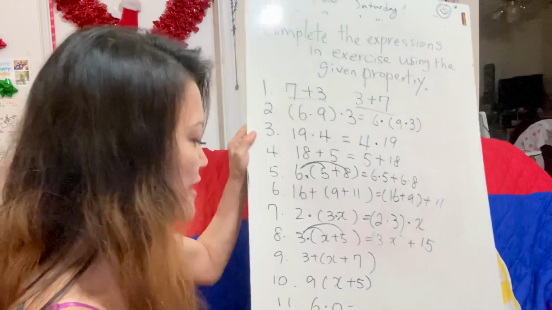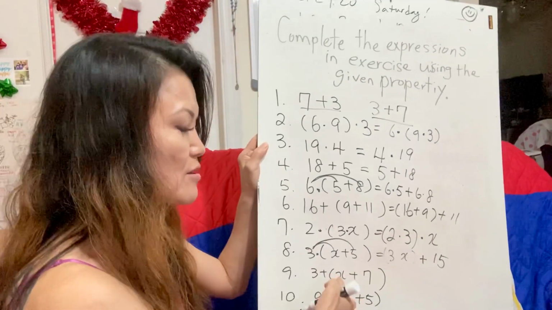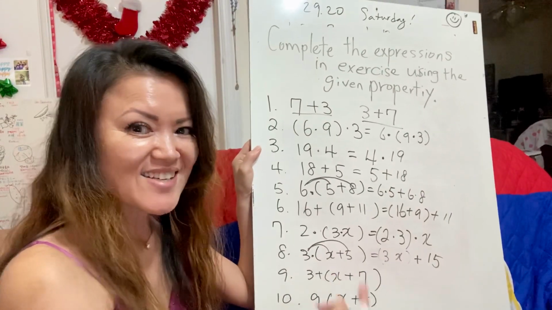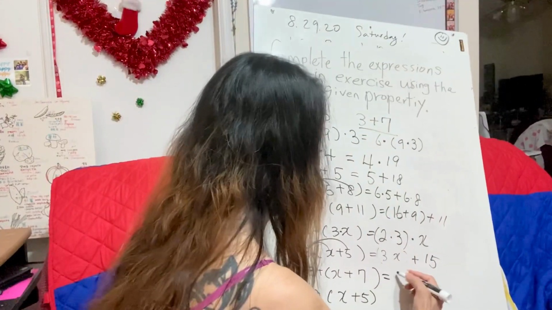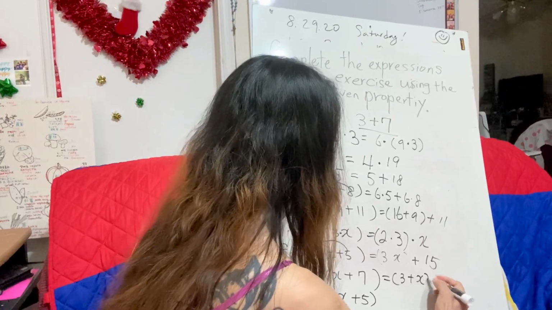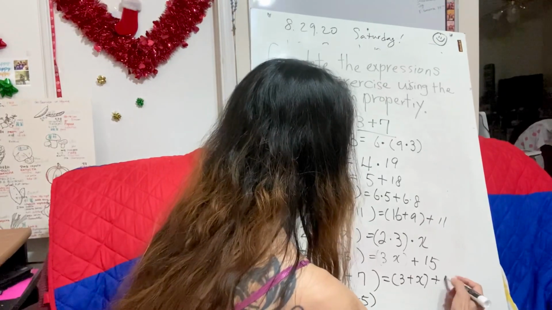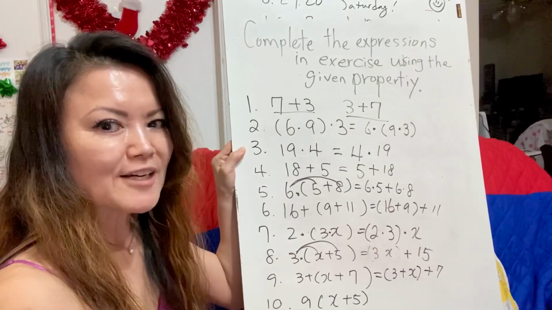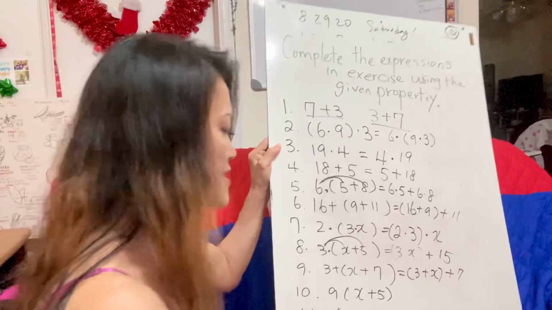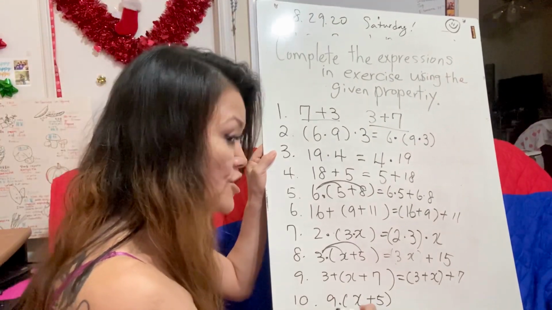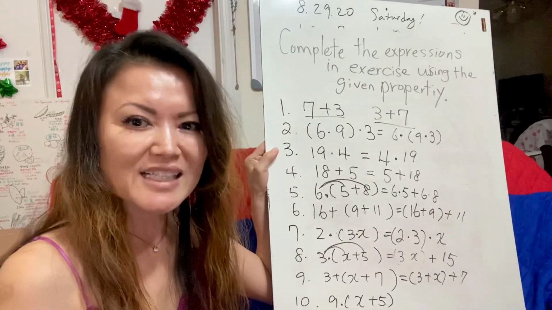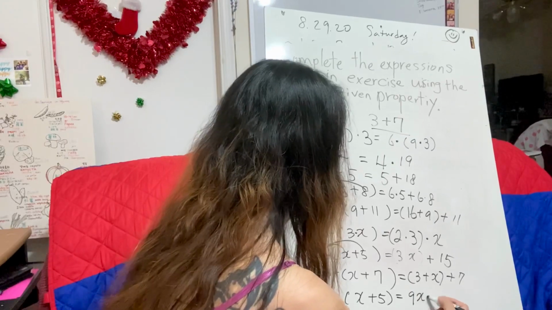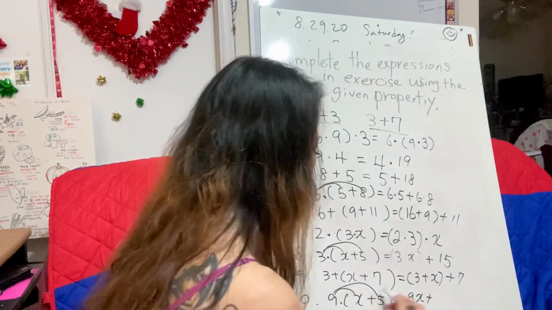Next one, number 9. I see the parentheses, all with the same operation, addition. Yes. So write down this time 3 plus x and then plus 7. Associative property of addition. Number 10, what is that? Multiplication, addition, different operations. It's got to be the distributive property. Okay, so 9x plus 9 times 5, 45.